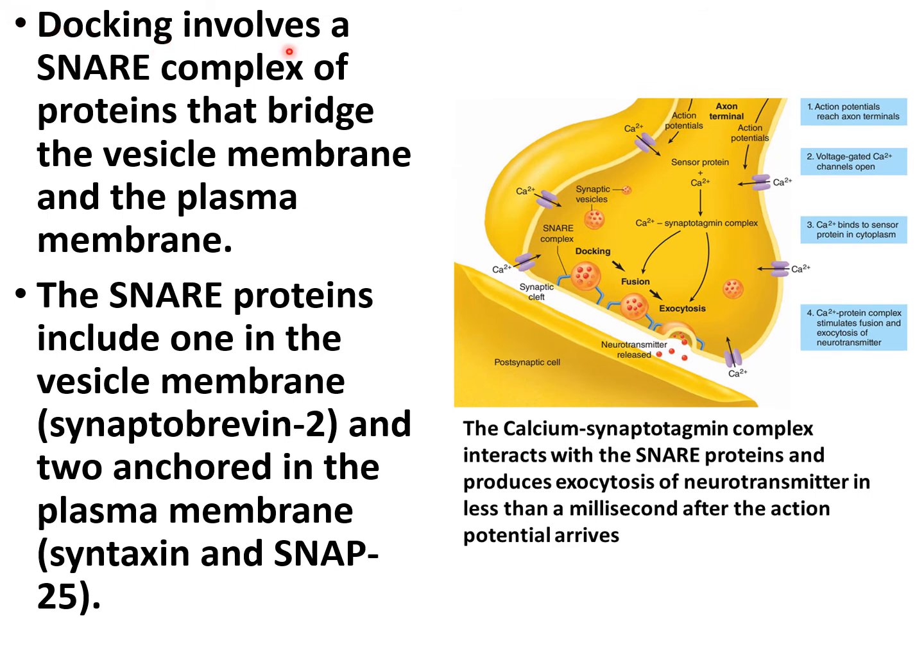So docking involves a SNARE complex of proteins that bridge the vesicle membrane and plasma membrane. At first docking occurs, and then there is a fusion of the vesicle membrane and the axonal membrane. The SNARE proteins include one in the vesicle membrane, synaptobrevin 2, and two anchored in the plasma membrane, syntaxin and SNAP25.